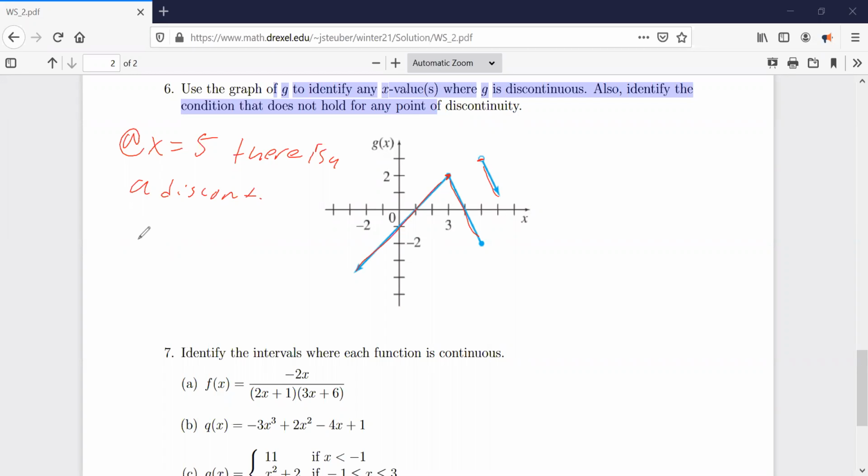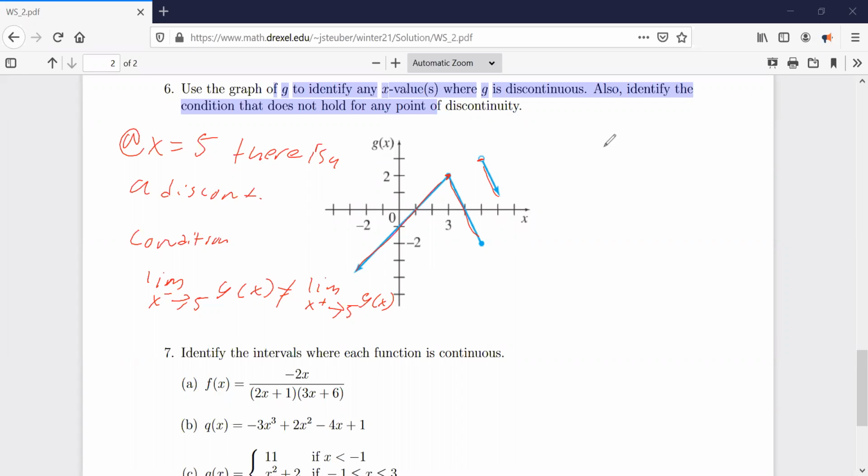So your answer key is saying that it's condition 2. I'm guessing that condition 2 is that the left limit as x approaches 5 of g of x is not equal to the right limit of g of x. I'm guessing that is the definition they're looking for.